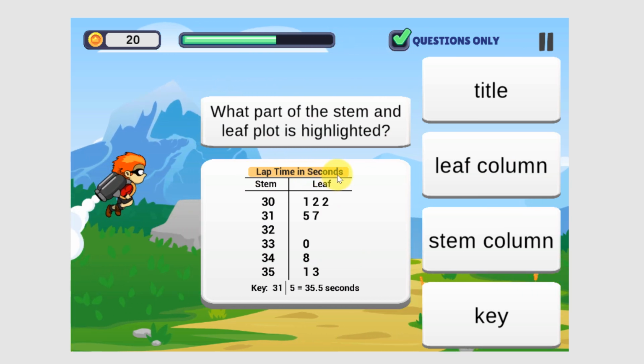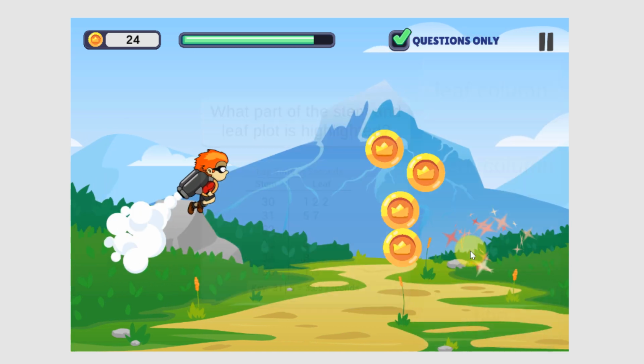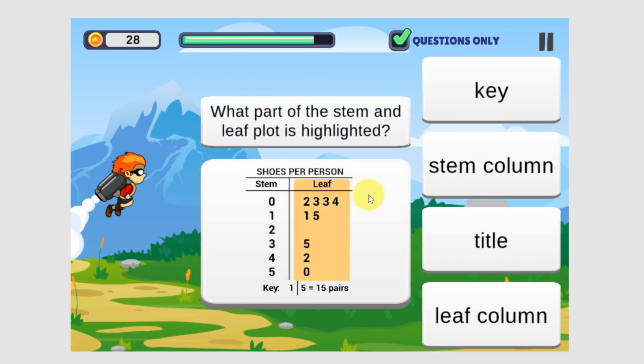Again, we have the title on top. And we have the key on the bottom. And we have our leaf column.